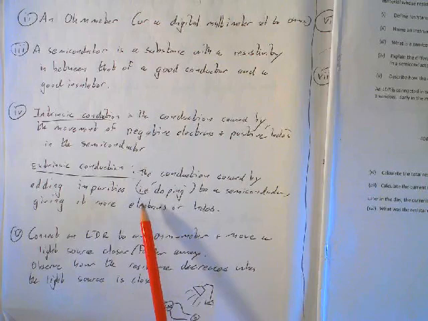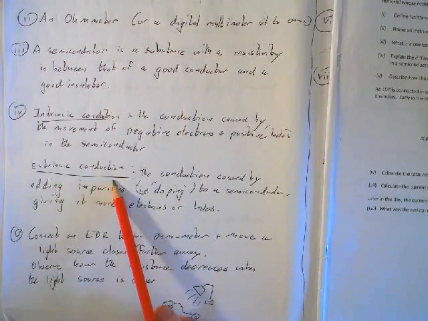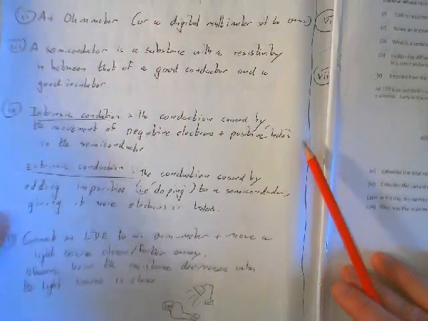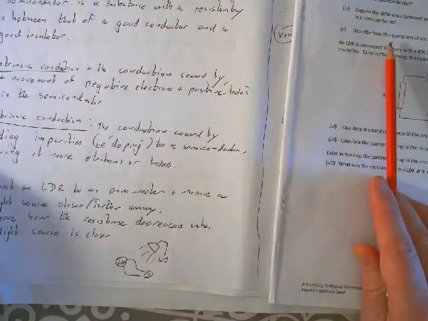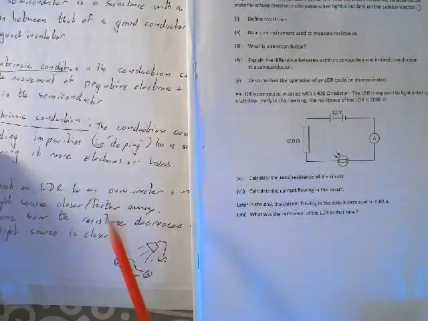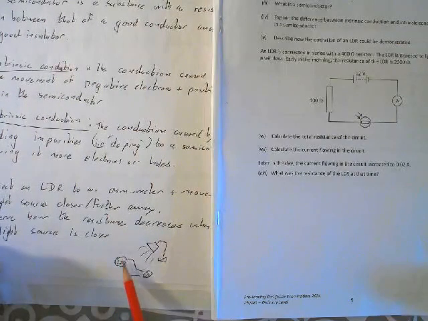But if you dope it with an external element, boron or phosphorus, you get extra charge carriers, either extra positive holes or extra negative electrons. And then you've got extrinsic conduction, which is the conduction caused by these impurities that you've added in.